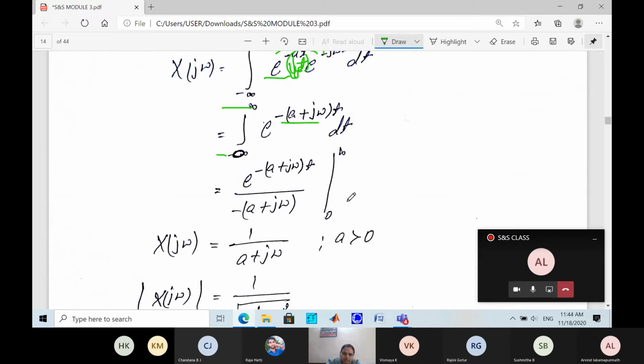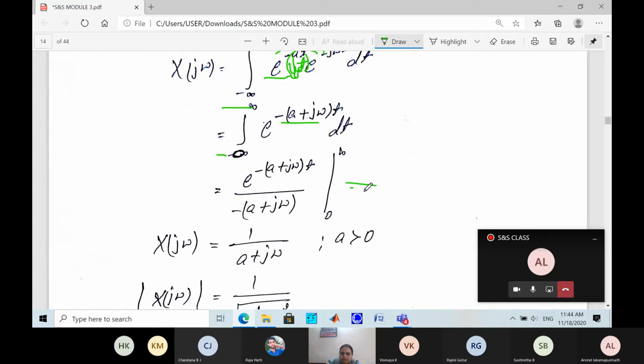Then when I apply the limit 0 to infinity, the upper limit part will be 0. Then when I substitute 0, e power 0 is 1, and minus of minus is going to be plus. For that reason, x of j omega is going to be 1 divided by a plus j omega.